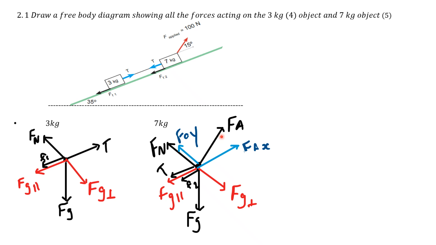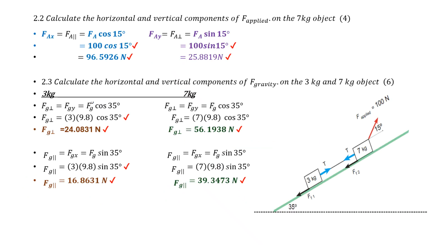So there, FA, applied force, has a Y and an X component. Force of gravity has its Y and its X component, or FG perpendicular and FG parallel. Right, so I hope you understand so far. Right, now let's go to the next problems.